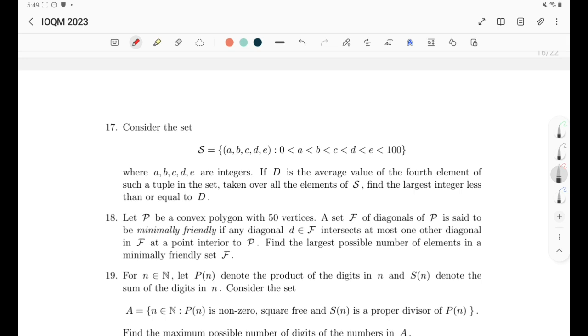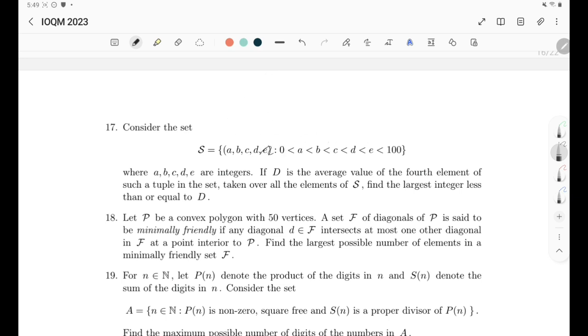They're telling us D is the average value of the fourth element. So if we consider all these tuples in set S that satisfy this, then capital D is the average of small d, of course taken over all elements of S. Find the largest integer less than or equal to D. So basically we need to find D. So of course, what's the average? That means we're going to write all these possible sets, and we're going to take in all of them the d's, add them up and divide by the total number.